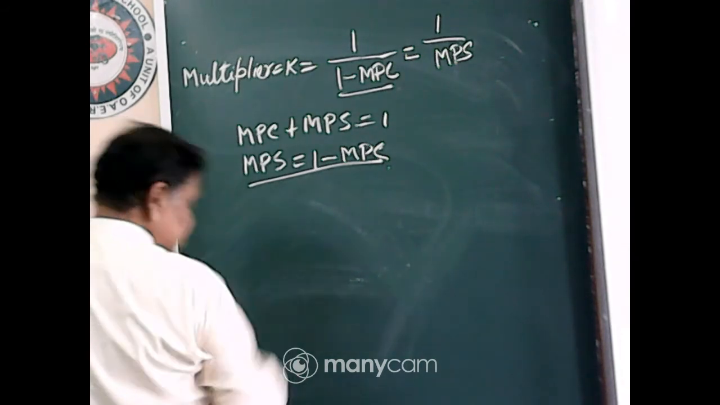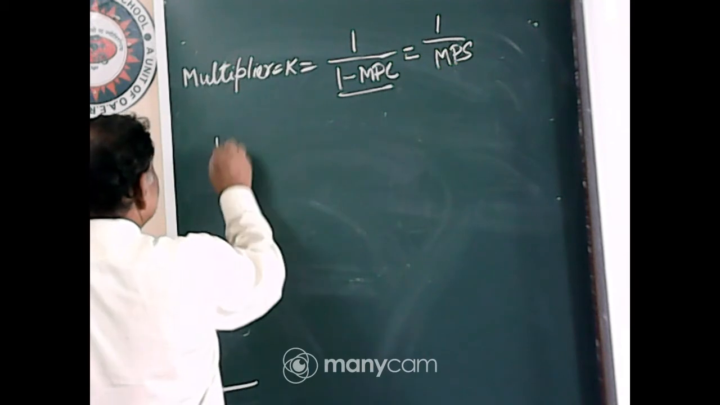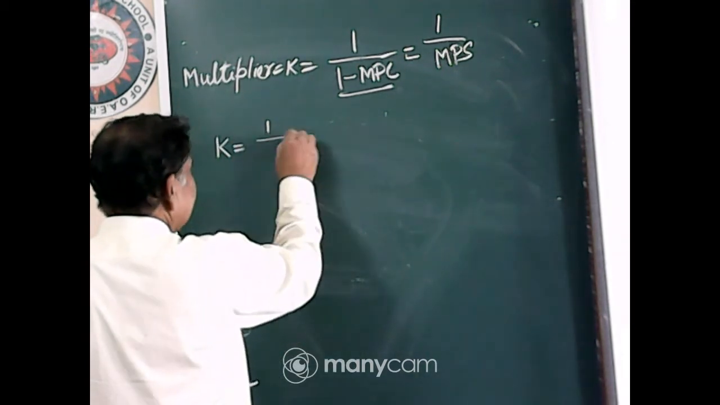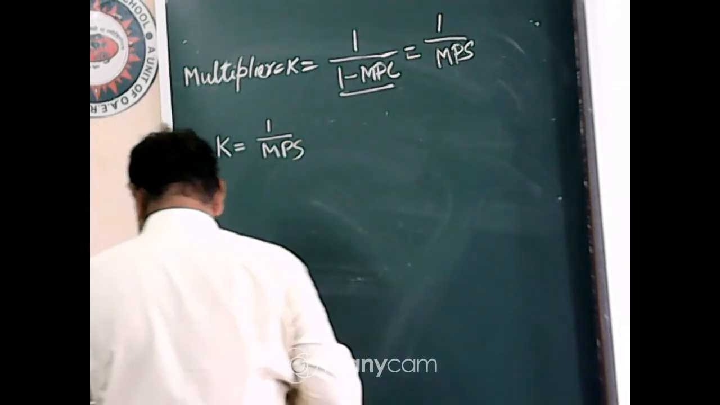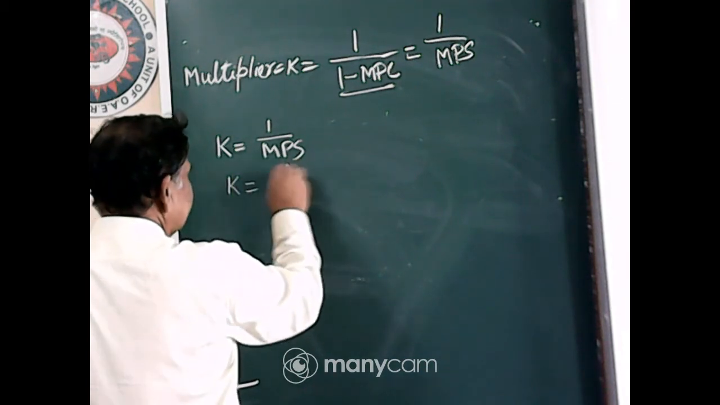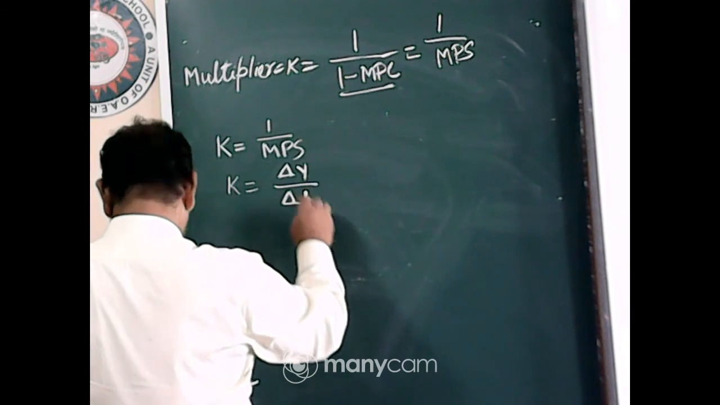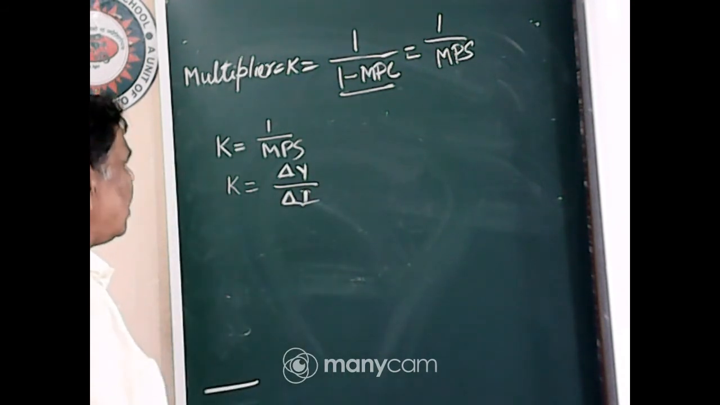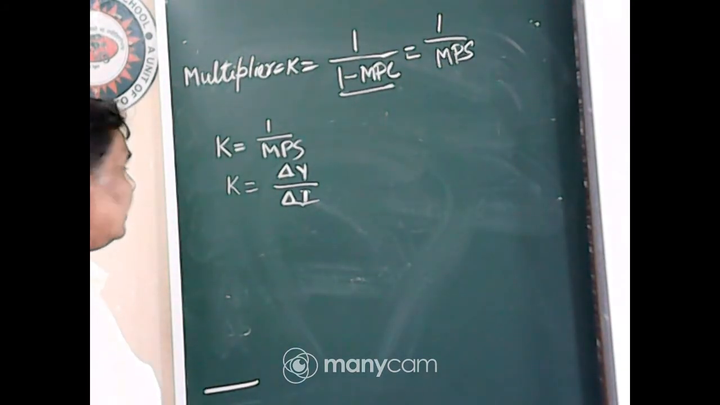Now, we know that K is equal to 1 by MPS, and again K is equal to delta Y by delta I, that is increment of income divided by increment of investment.